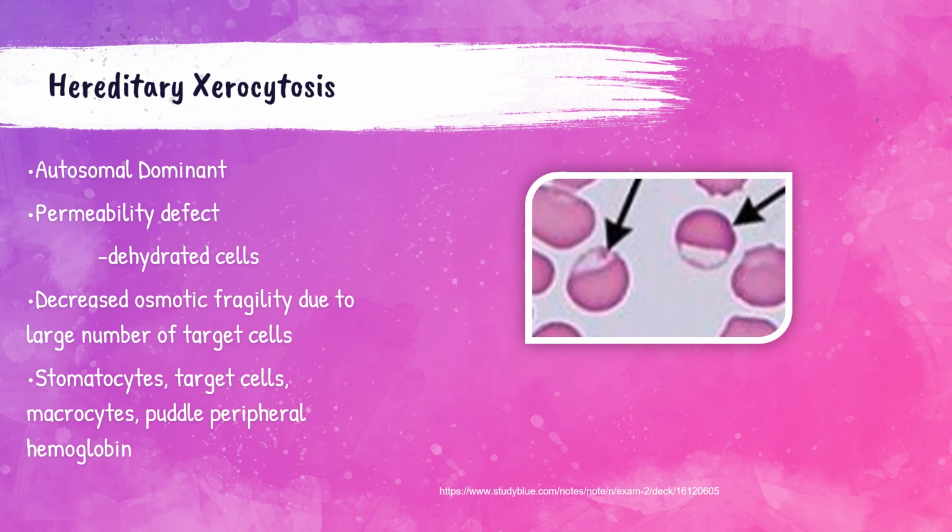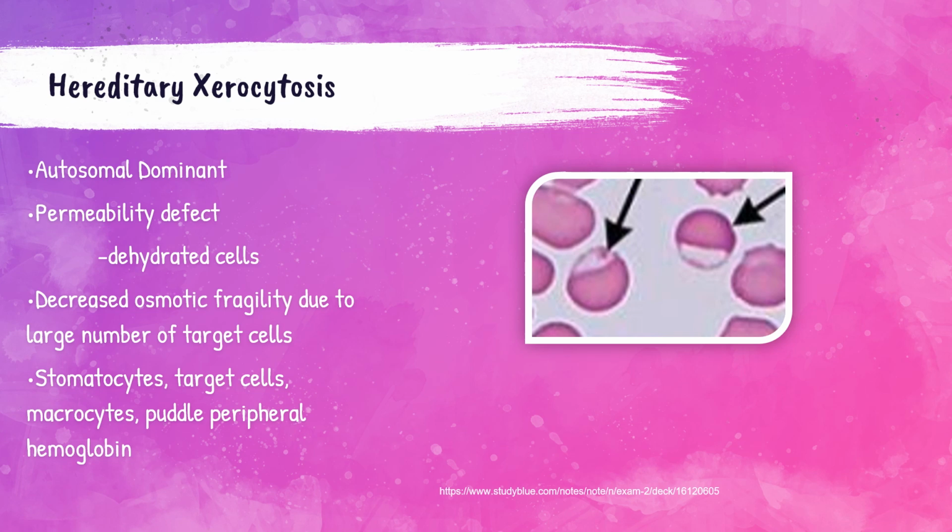Hereditary xerocytosis is an autosomal dominant disorder that causes a permeability defect in the red blood cells. So this causes the red blood cells to become dehydrated, and they look like the cells on the right-hand side of this slide. You see how the hemoglobin is kind of puddled to one side of the red cell. This is characteristic of xerocytosis.